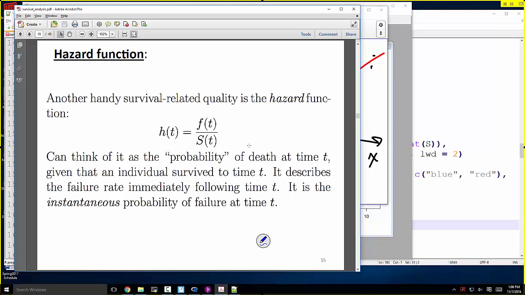The hazard function, h of t, is defined as the density at t divided by the survival probability at t. F of t divided by capital S of t. That looks like a conditional probability, which would roughly be interpreted as the instantaneous probability of death at time t, given that an individual survived up to time t.